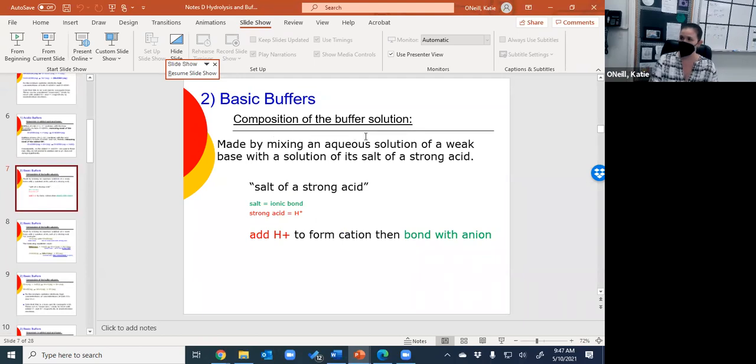So we mix a weak base, we want the strong conjugate acid in solution, and we'll get it into solution by having some salt, so some cation to bond. So we want to form the conjugate acid, we would add the hydrogen. That's going to be how we make our conjugate acid, and then it will bond with some other anion.